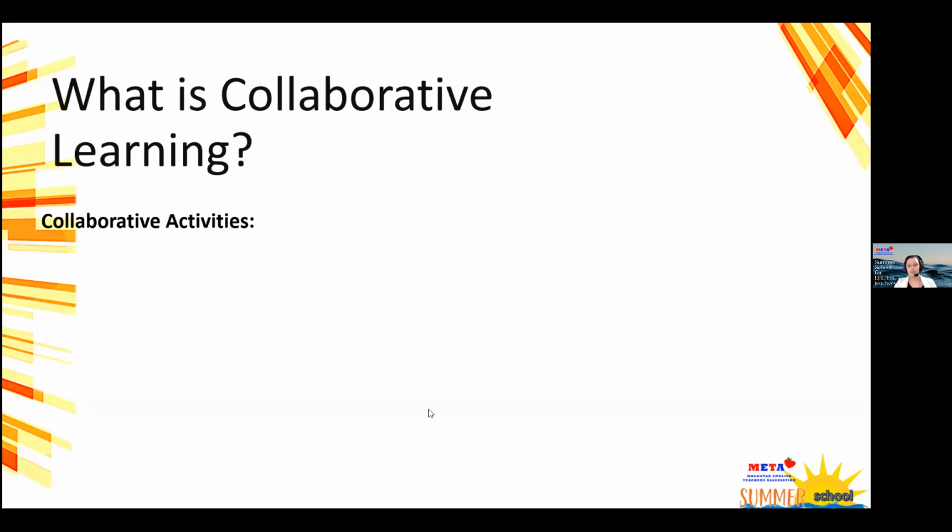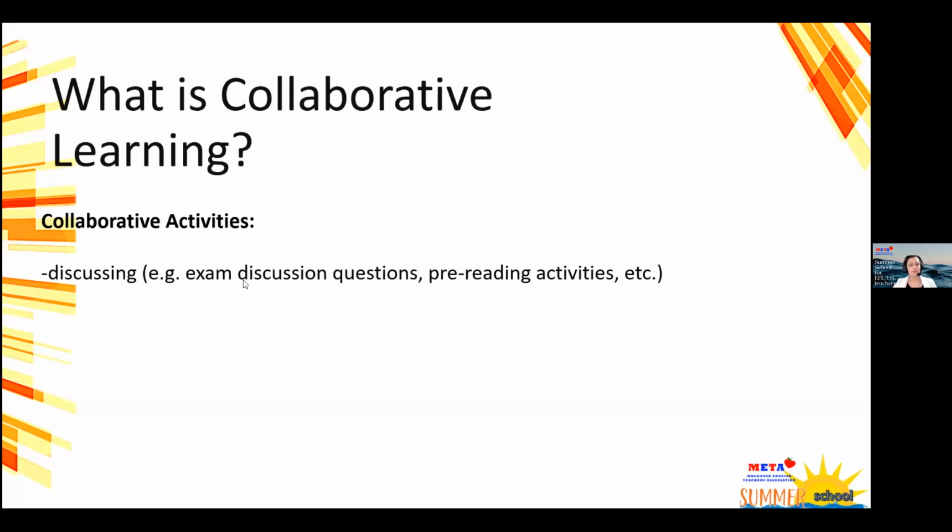So I'll just list a few more ideas from the source that I was using. Collaborative learning may happen as a discussion, for example, a discussion of an exam question or a pre-reading activity. What do you think this reading is going to be about? Look at the picture, try to predict the story. So all of these. Also as problem solving, for example, students work together to solve a riddle, to find a solution. As planning, for example, to write a task. Not only planning writing, but also actually doing writing, that would also be collaborative.